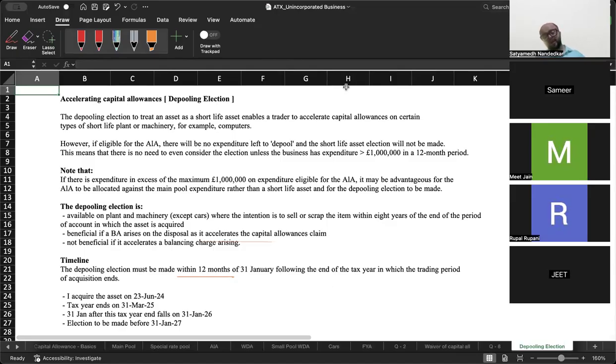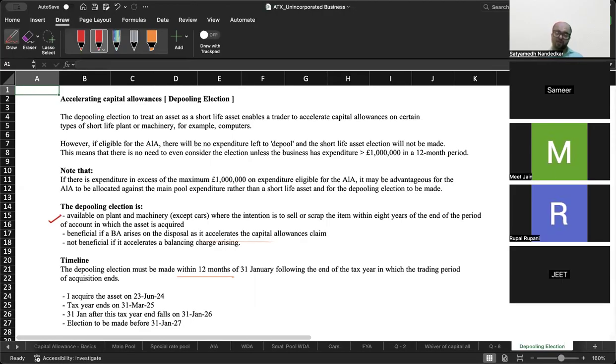What is the de-pooling election? The de-pooling election to treat an asset as a short life asset enables a trader to accelerate capital allowances on certain types of plant and machinery. The de-pooling election is available on plant and machinery where the intention is to sell or scrap the item within 8 years of the end of the period of account in which it is acquired. This is the first condition. There is an intention to dispose of or sell the asset within 8 years of the end of the period of account.